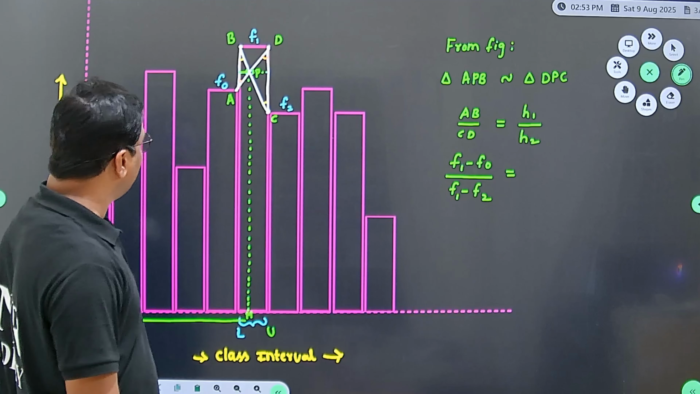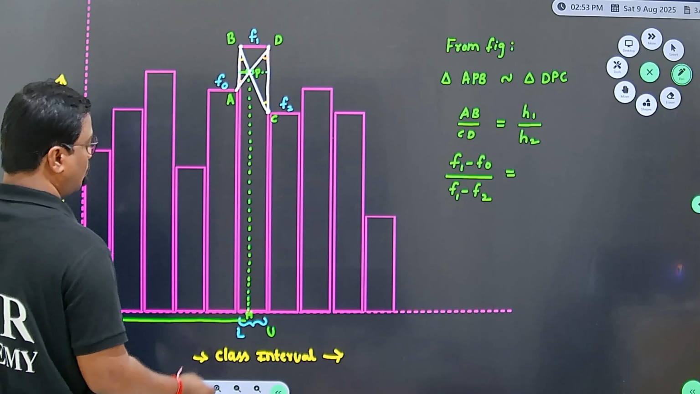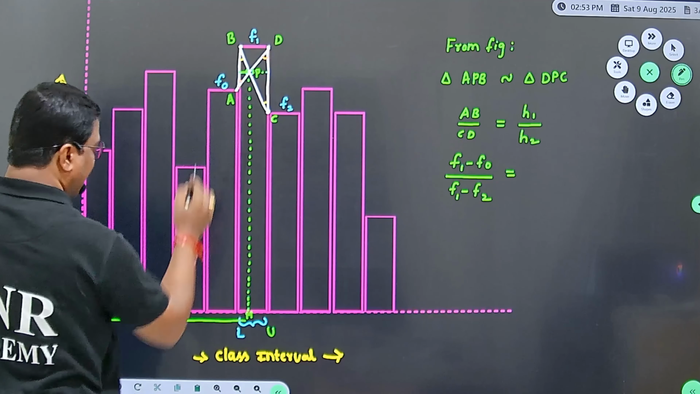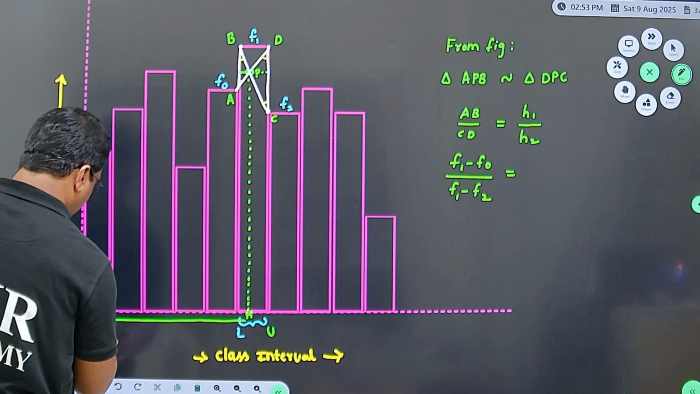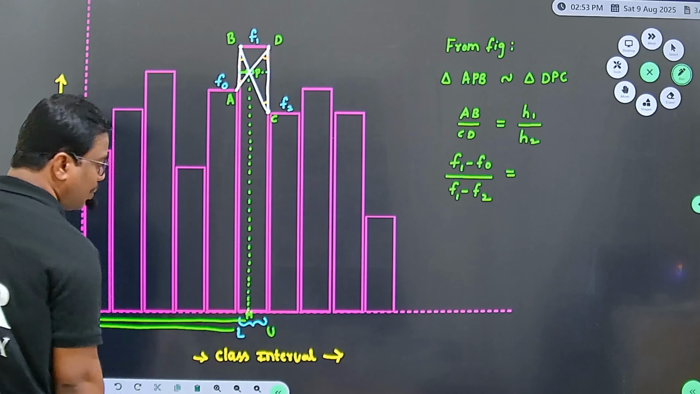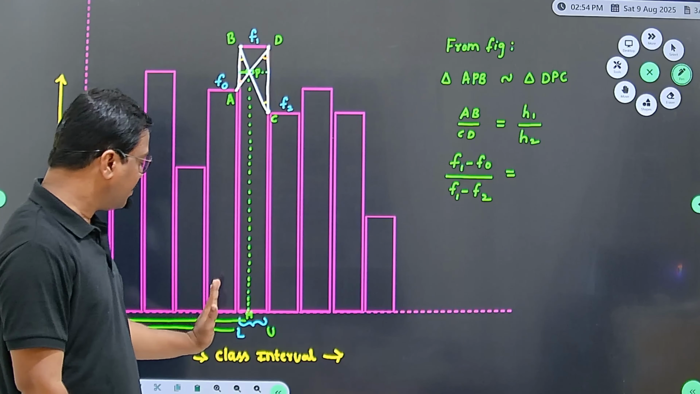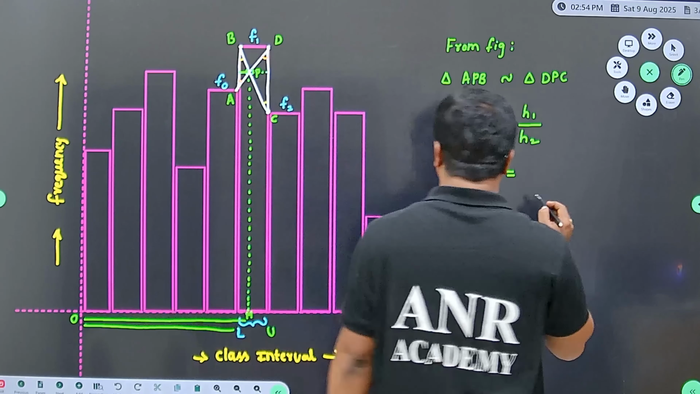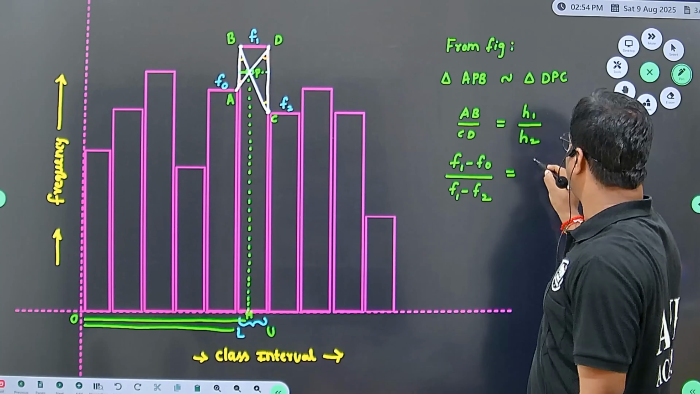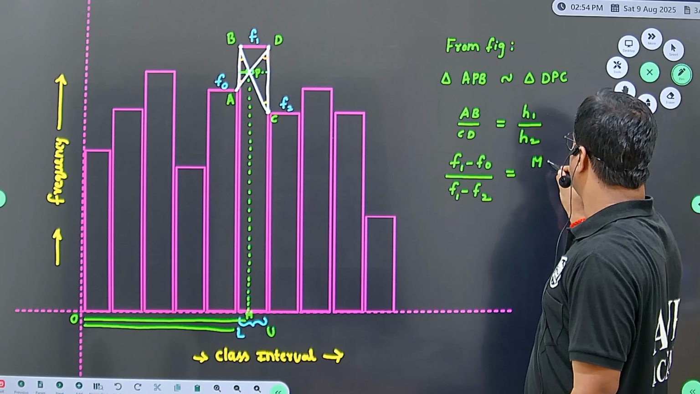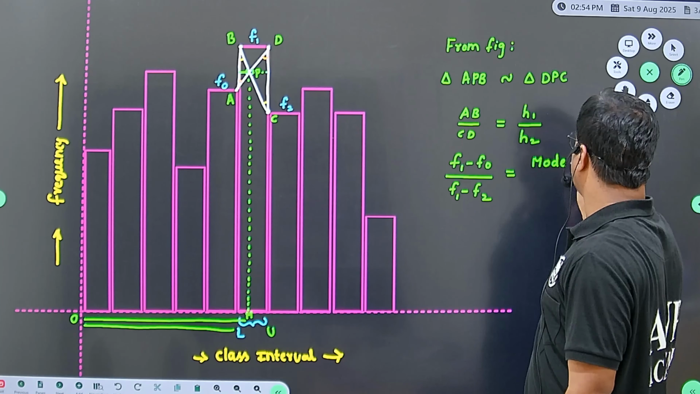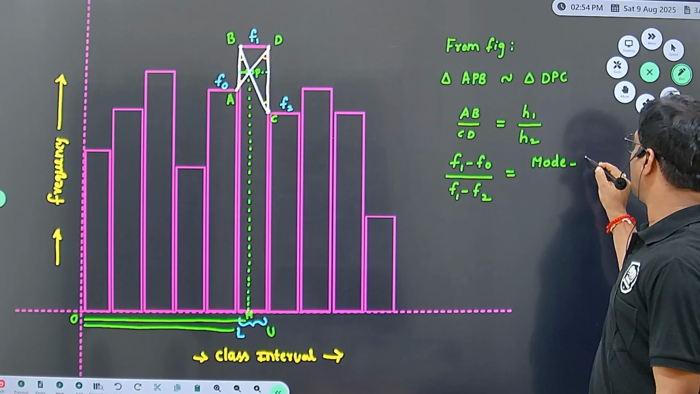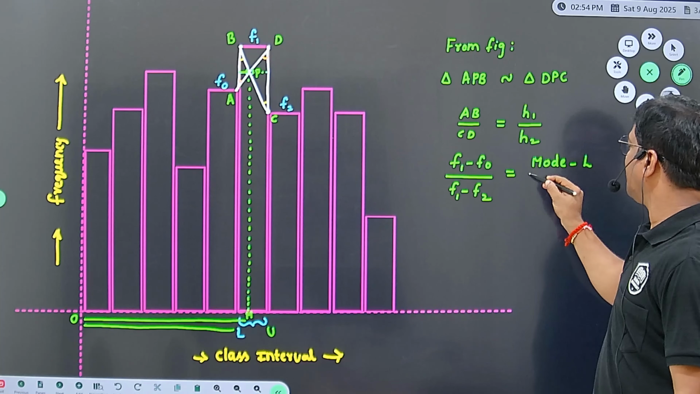If you remove the lower limit part, then you will get the height. The portion from O to L, if I remove it from O to M, OM is clearly the mode of the given data minus the lower limit, which we are going to remove. The lower limit is denoted by the notation L.